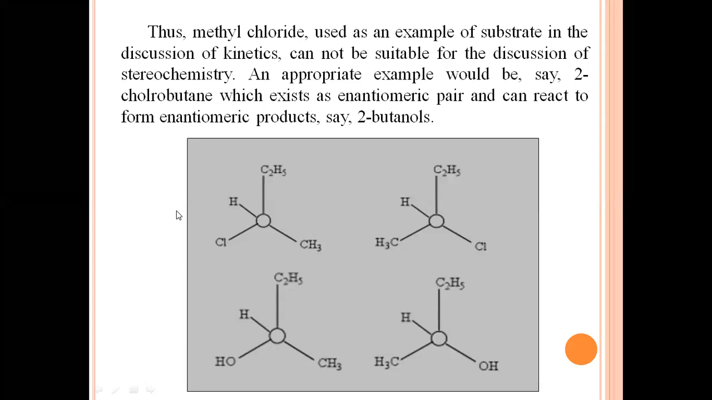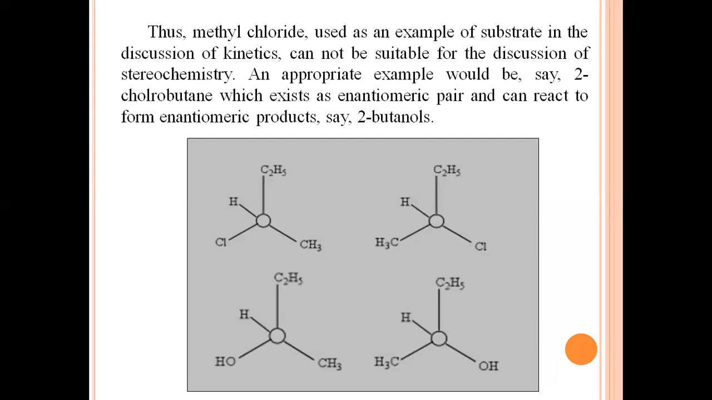Thus, first we have taken the example in the mechanism. Methyl chloride, used as an example of the substrate in the discussion of kinetics, cannot be suitable for the discussion of stereochemistry. Why is methyl chloride not suitable for the discussion of the stereochemistry of the SN2 mechanism? Because methyl chloride doesn't have any chiral carbon atom. That is why methyl chloride is not a suitable candidate for discussing the stereochemistry of the SN2 mechanism.